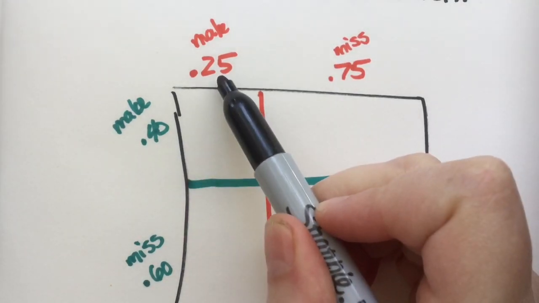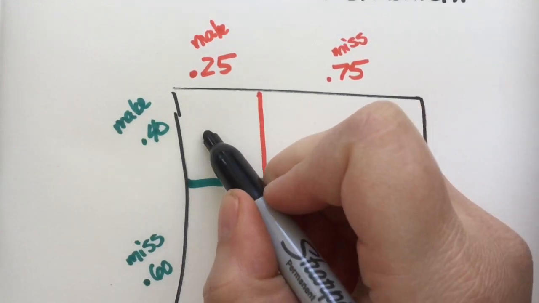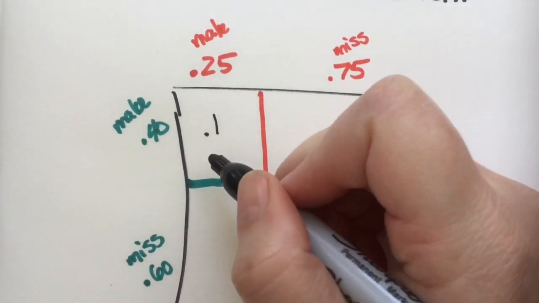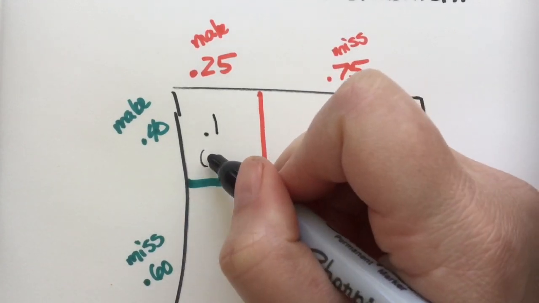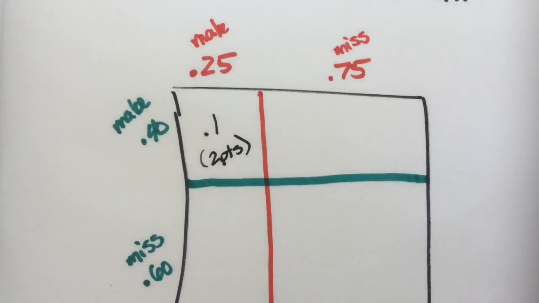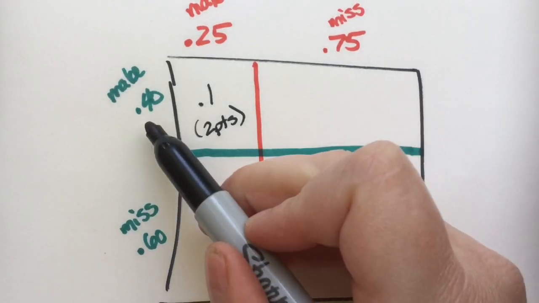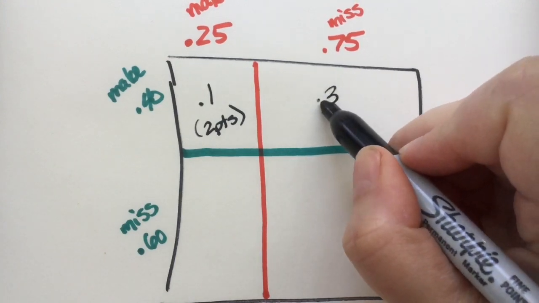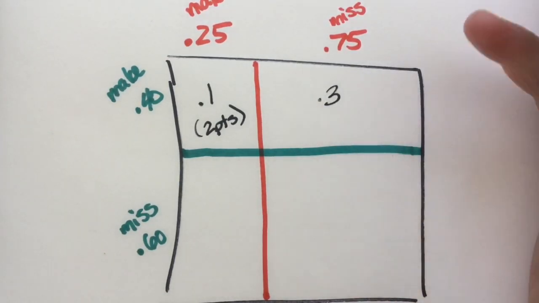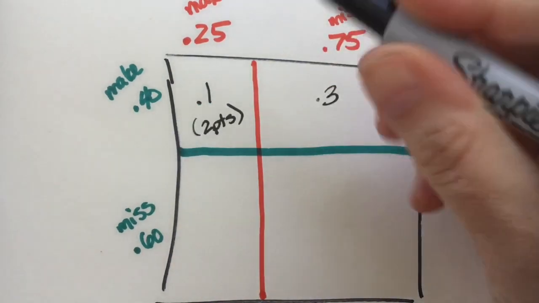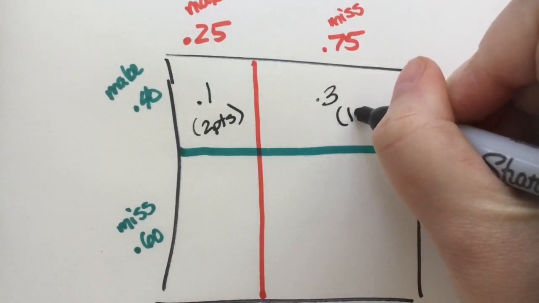0.40 times 0.25 equals 0.1. And that's that they made both of their shots. So that's the chance that they will make 2 points at the free throw line. 0.40 times 0.75 makes 0.3. And this is that they miss their first shot, make their second shot. So in this scenario, they would get 1 point.